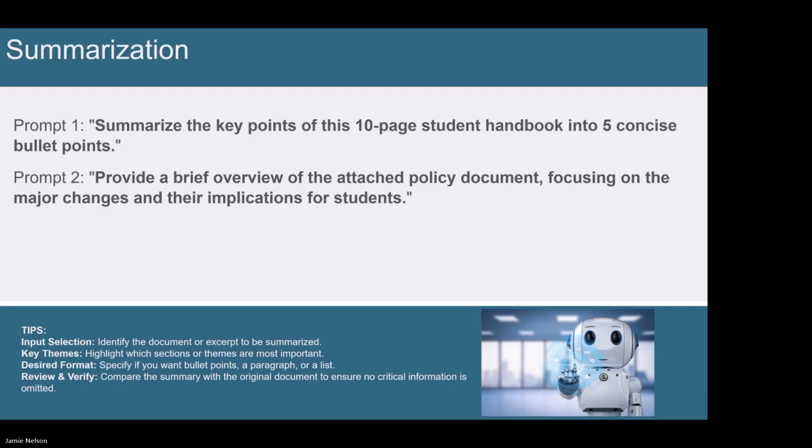Make sure you tell it what themes you're looking for in your prompt. Ask for themes. Make sure you tell it whether you want bullet points. Do you want a paragraph? Do you want a list? The more specificity you can add up front, the easier it's going to be.